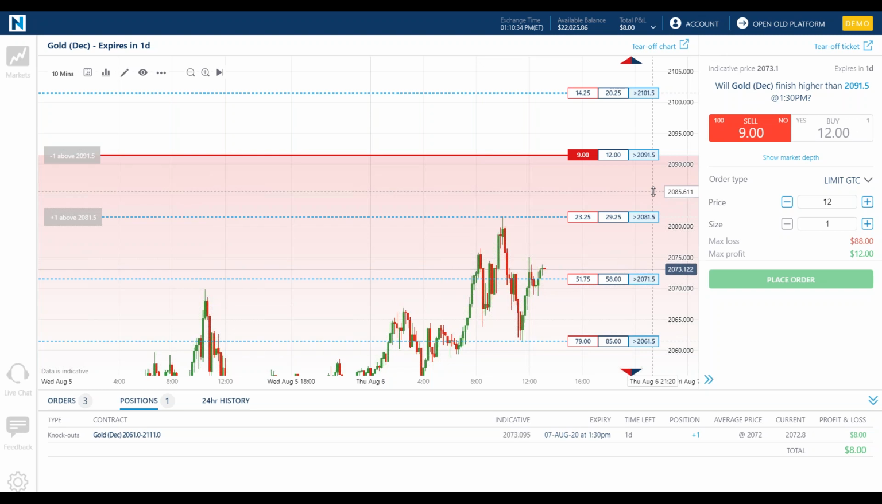Binary options, and we're all familiar with this kind of concept. I hate to equate it to gambling, but people do bet $100 to potentially make $100 on whether the Bears are going to beat the Packers. Yes or no? That's a binary option. It's either yes or no. The same goes on with the markets. Is gold going to settle higher than this level?